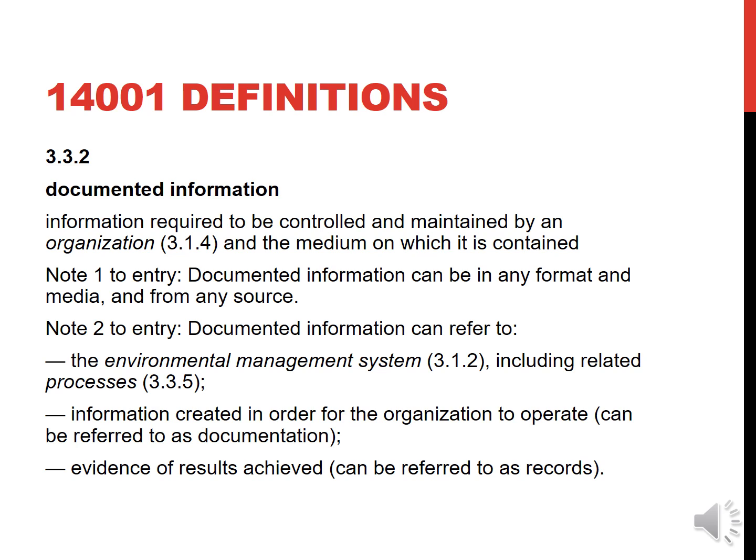Well, actually, in our next lecture, we're going to see how the environmental management system is documented. Information created in order for the organization to operate. This is also known as documentation. And evidence of results achieved. These can be referred to as records.